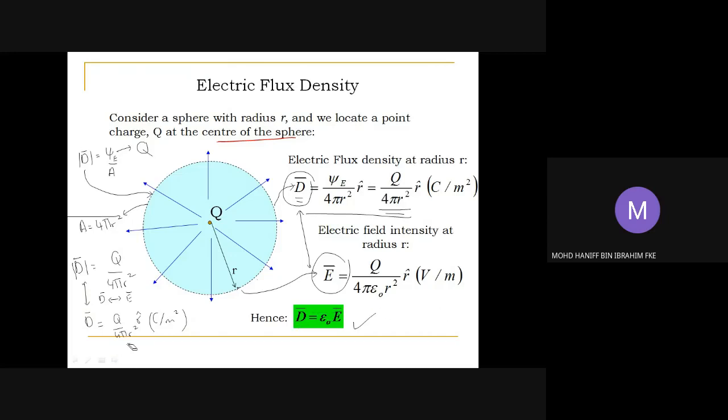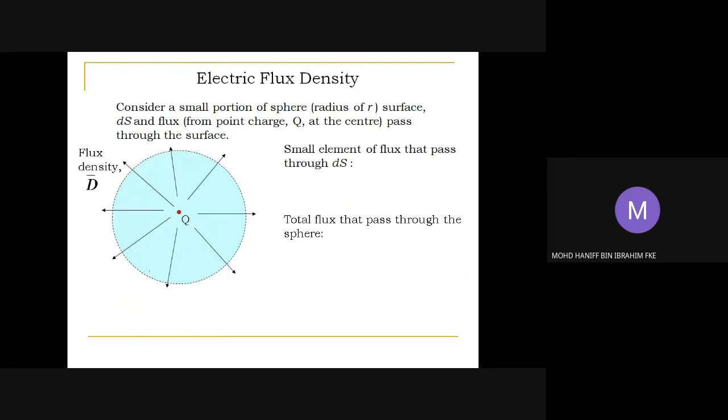Is there any question for this derivation? Hopefully you understand the relationship between D and E. So now we can proceed with the Gauss Law derivation.